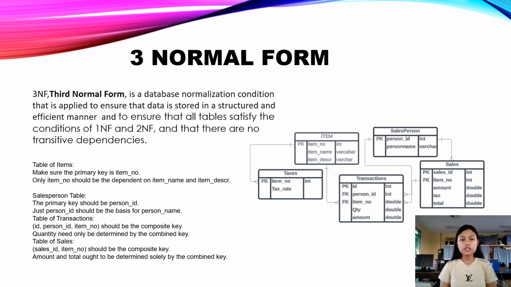Table of transaction: ID, person ID, item number should be the composite key. Quantity needs to be determined only by the combined key. Table of sales: sales ID, item number should be the composite key. Amount and the total ought to be determined solely by the combined key.